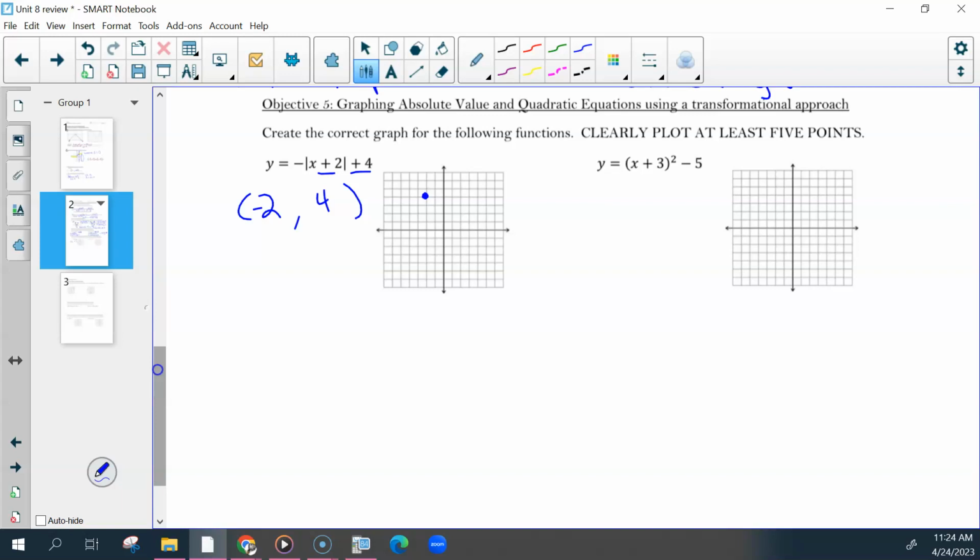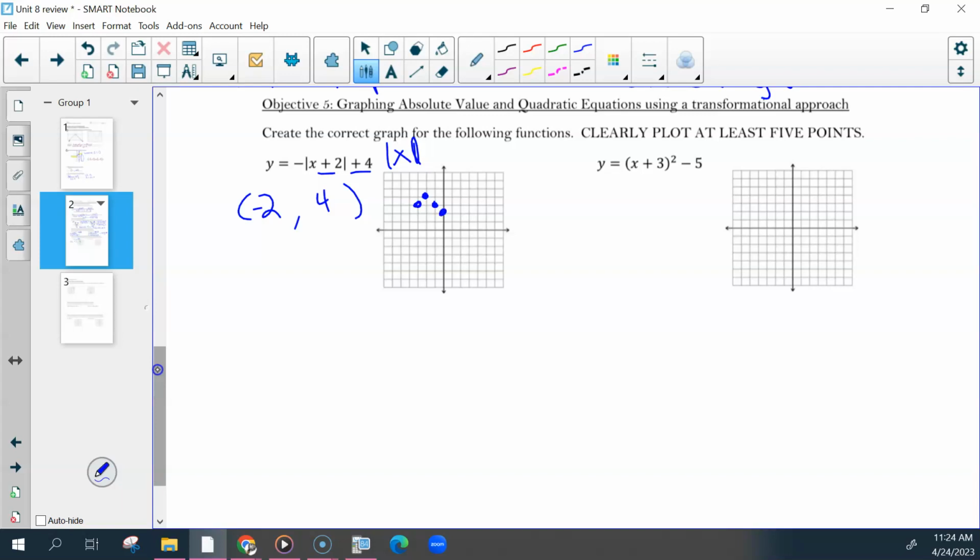And then before we can graph this, we have to look for any other transformations. So what would this negative do? The negative on the outside, what would that do? Reflect it vertically. So instead of facing up, it's going to face down. This is absolute value because it has the absolute value bars. So it should look like a V, but upside down. Because it was only reflected and not stretched or compressed, the slope is really the same. So down 1, right 1, down 1, left 1.